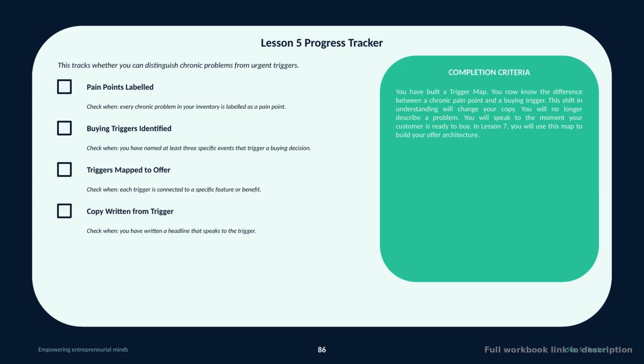You have built a trigger map. You now know the difference between a chronic pain point and a buying trigger. This shift will change your copy. This lesson's output is your trigger map.